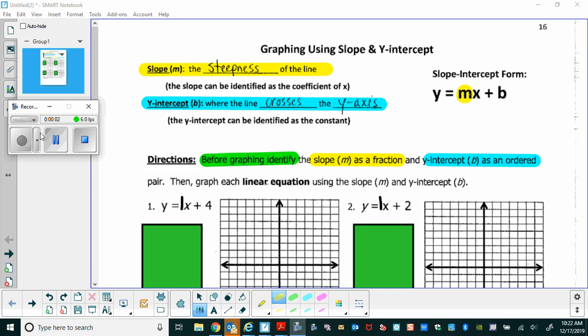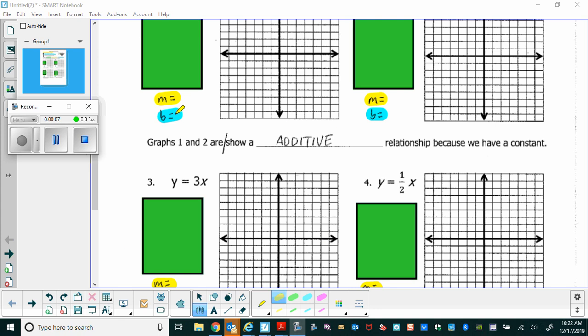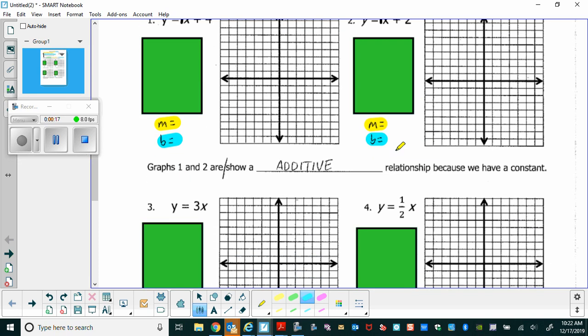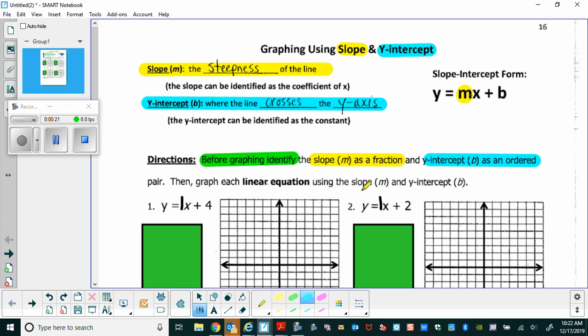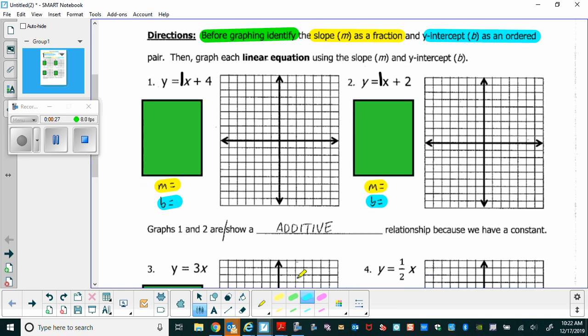All right, we are on page 16, and you should have already filled out these table of values that are covered up in green. The point of today's video is to graph each of these equations using the slope and the y-intercept and not need to actually plot the points in the table of values. So in this video, I'm going to be walking you through how to identify the slope and the y-intercept and graph using only those two things, okay?